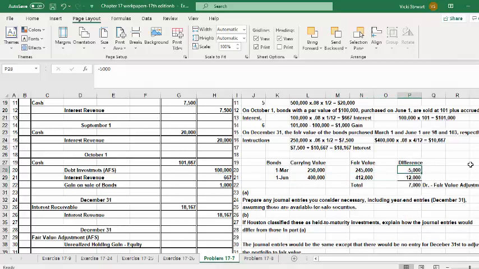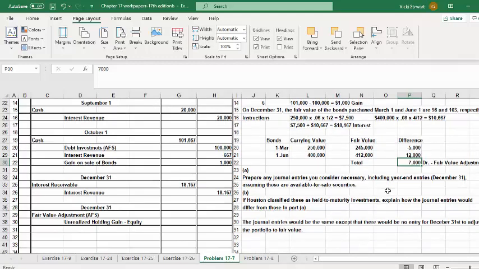The unrealized holding gain loss for the Susie Company bonds is $5,000. The unrealized holding gain for the Sarah Company bonds is $12,000. The overall portfolio had a $7,000 unrealized holding gain. So to make the fair value adjustment at December 31st, we would debit fair value adjustment available for sale for $7,000, and we would credit unrealized holding gain equity for $7,000.